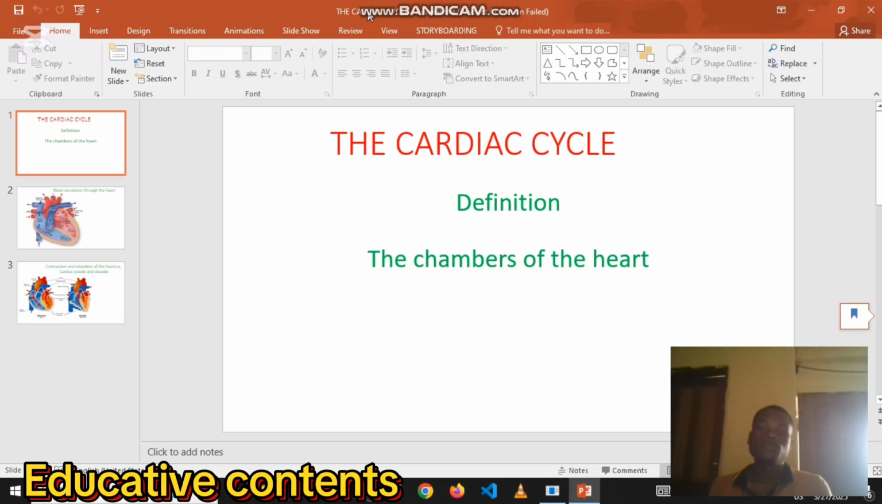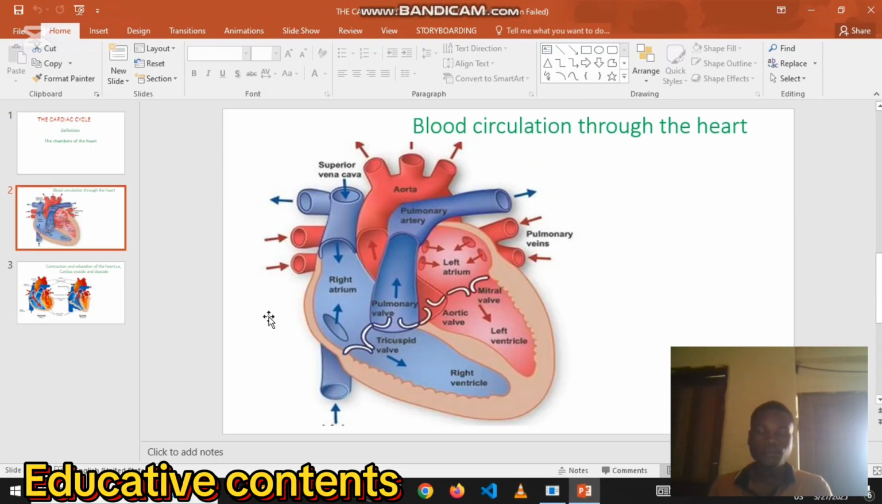Now, before we can understand the cardiac cycle properly, we need to know what the chambers of the heart are, and how blood flows through the heart. Basically, we have four chambers of the heart. We have two atria, call one an atrium, at the upper side of the heart. Then at the lower side of the heart, we have two ventricles. Dividing the atria and the ventricles, we have what we call atrioventricular valves. Dividing the right side of the heart from the left side of the heart is what we call the septum.